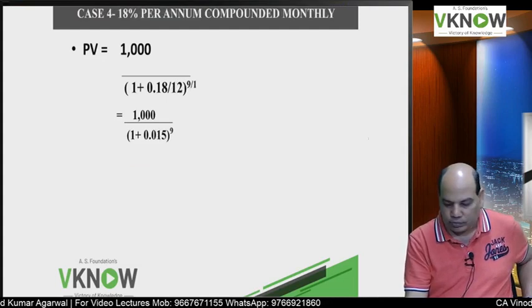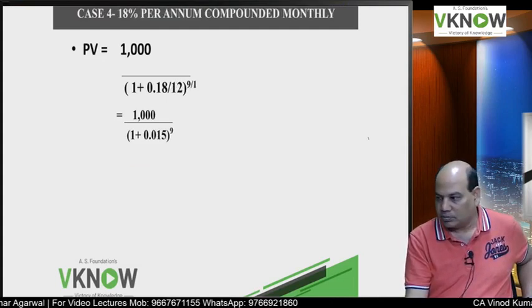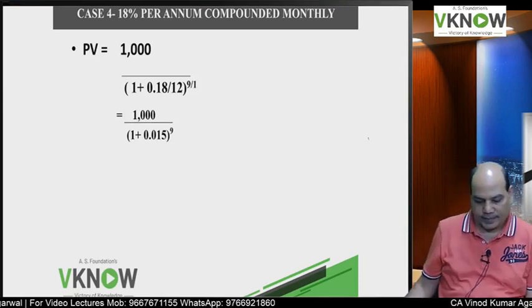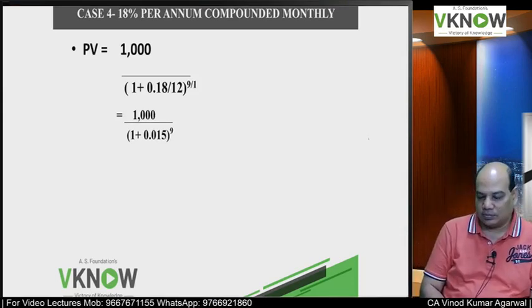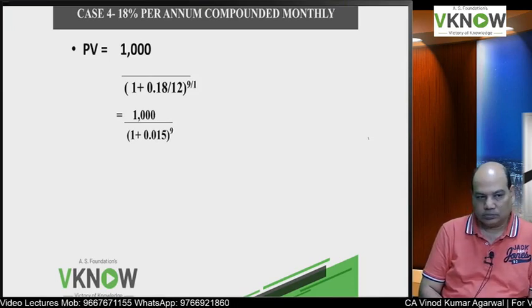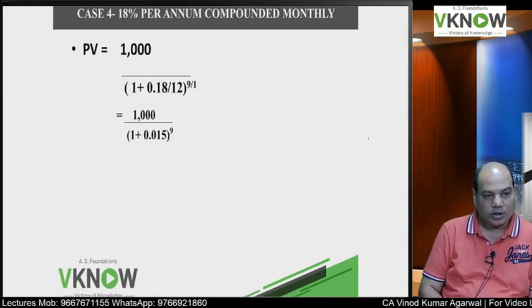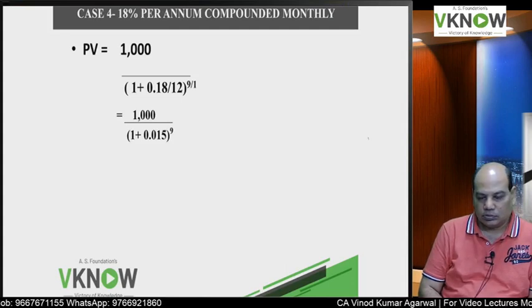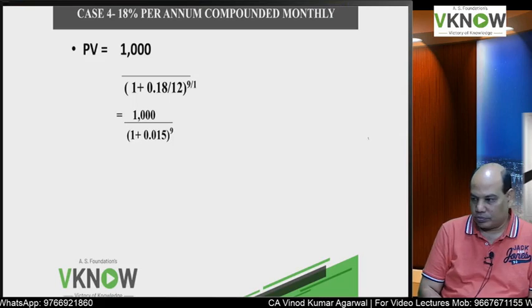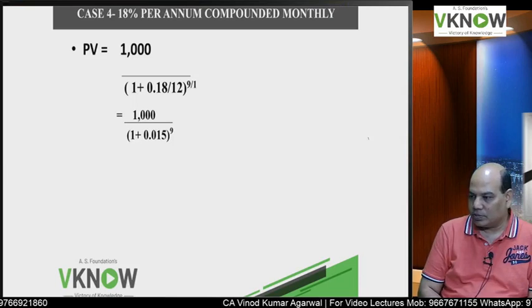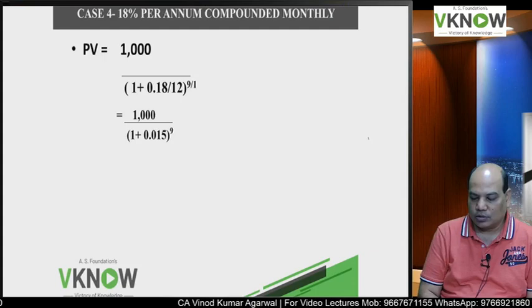Okay, now the last one. Case 4: 18% per annum compounded monthly. 1000 divided by 1 plus 0.18 divided by 12, and the number of months will be 9. Monthly means 9 months. Solve.